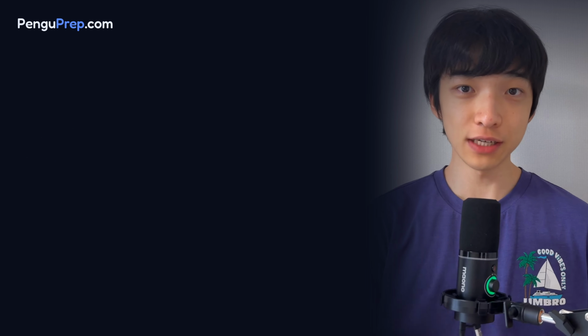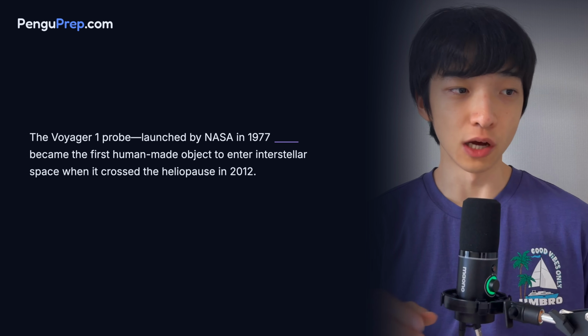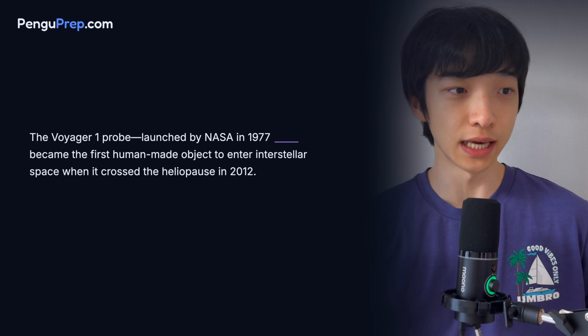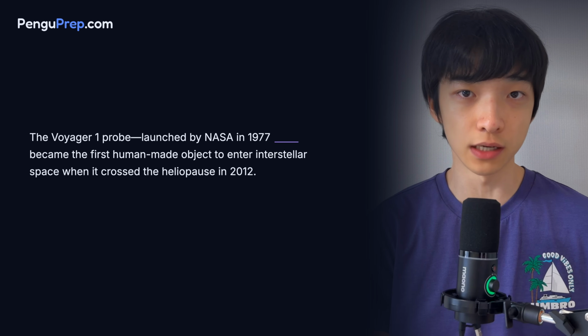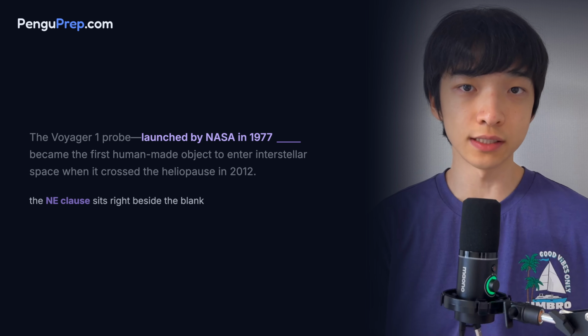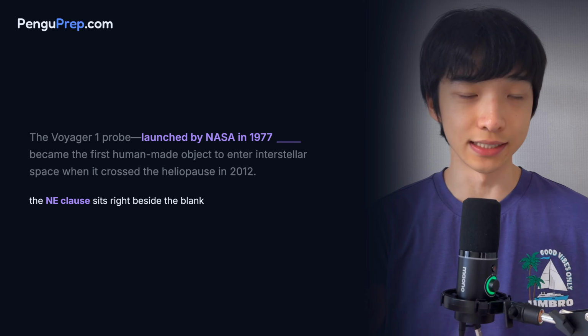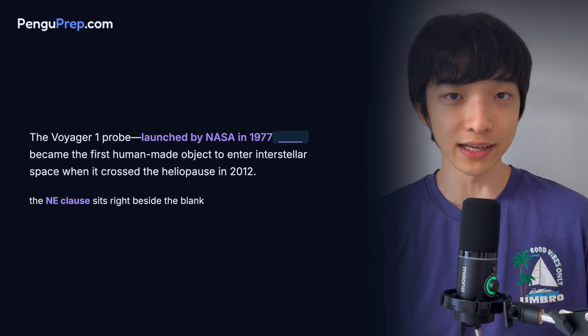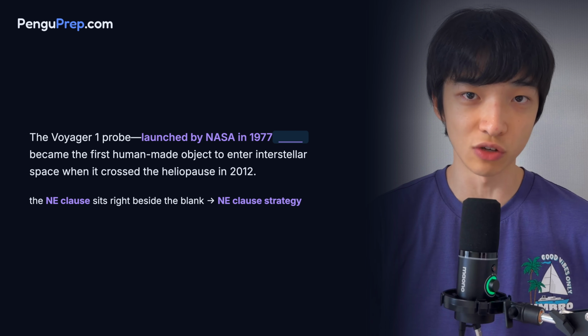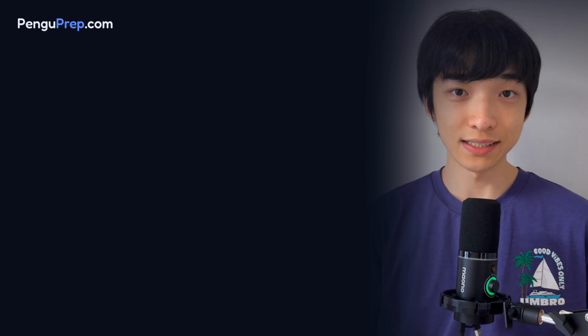For example, try reading this sentence. The Voyager 1 probe launched by NASA in 1977 became the first human-made object to enter interstellar space when it crossed the heliopause in 2012. Here, the non-essential clause is launched by NASA in 1977. And since this non-essential clause is directly next to the blank, we need to use the non-essential clause strategy to solve this problem. Now read this sentence.